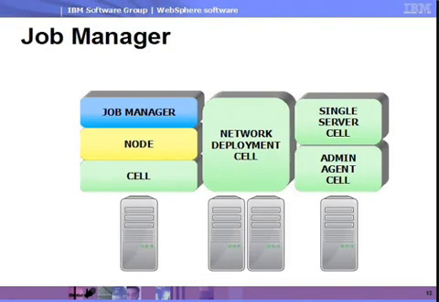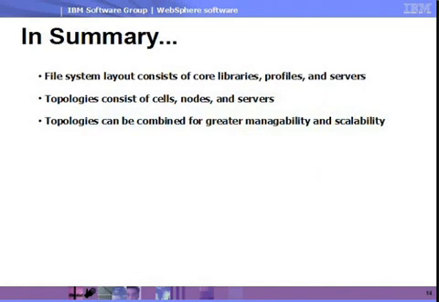The Job Manager topology, also introduced in version 7 of WebSphere Application Server, enables you to manage multiple cells from a single entry point. Note that it does not belong to other cells. Rather, it provides a convenient means of managing and monitoring multiple disparate topologies.